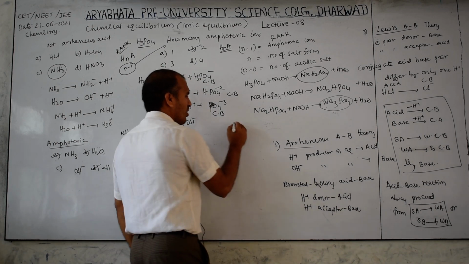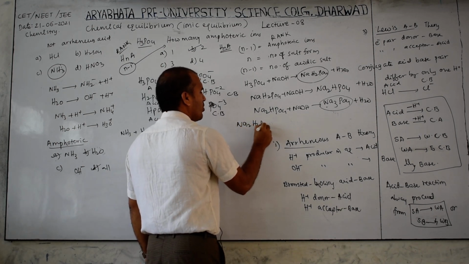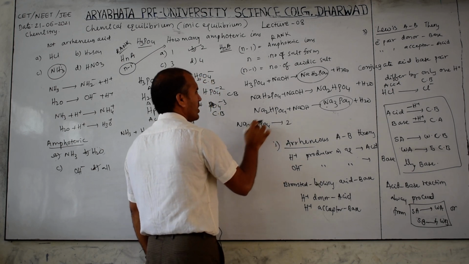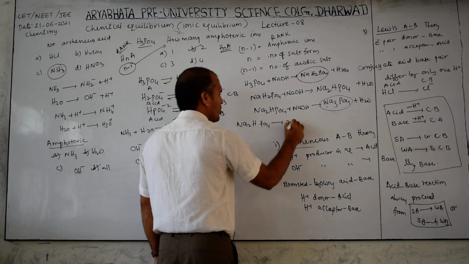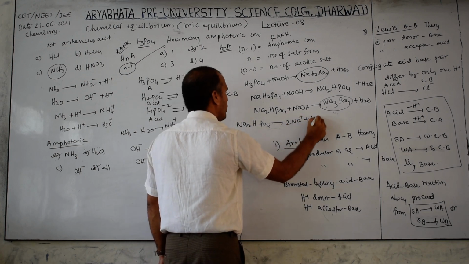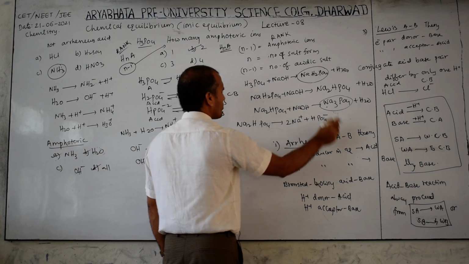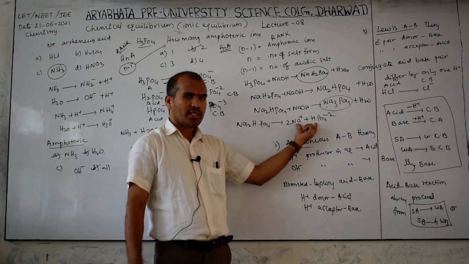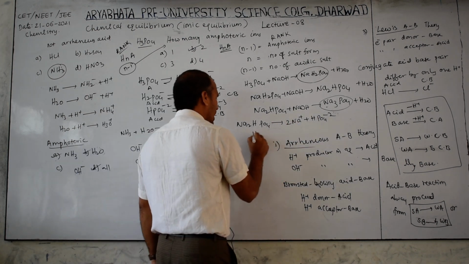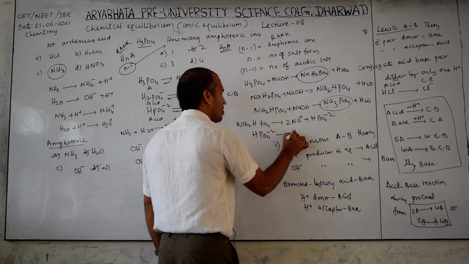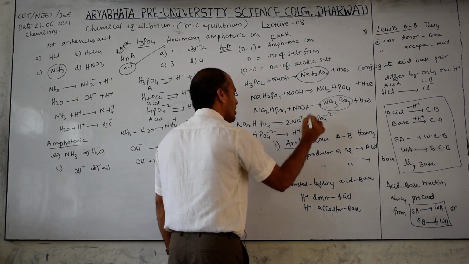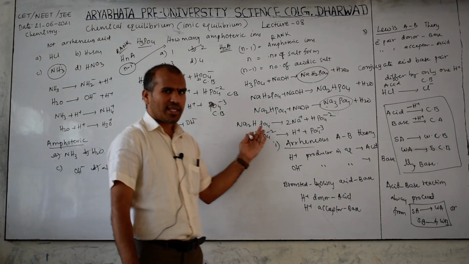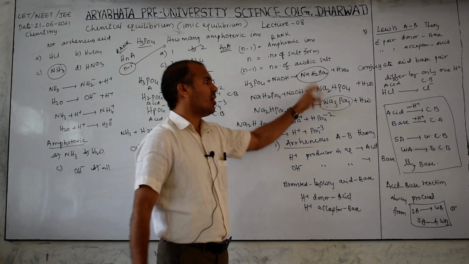First step, what is an acidic salt? Na2HPO4 ionizes into 2Na plus and HPO4 2 minus. Like this it will be ionized. In the first step, these ions form. In the second step, this HPO4 2 minus ionizes into H plus and PO4 3 minus. So the salt which produces the H plus ion in the second ionization is called an acidic salt. Therefore these two are acidic salts.